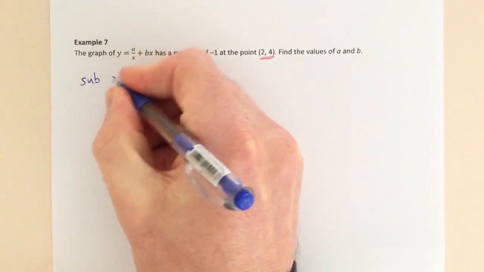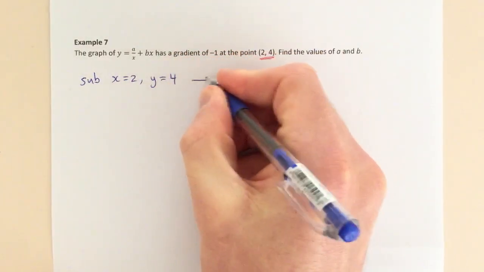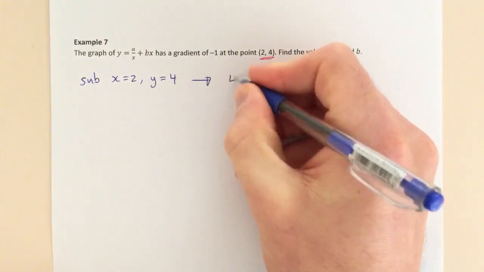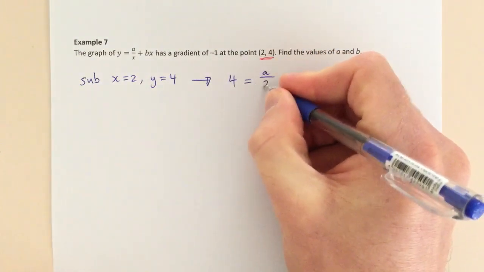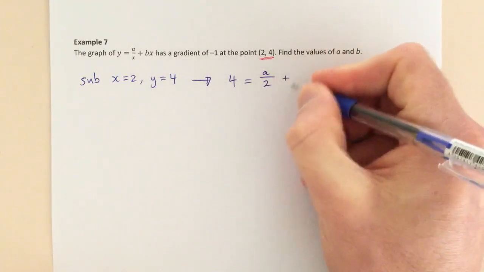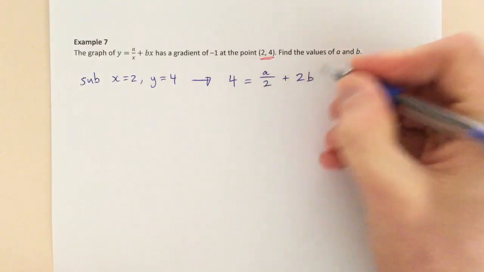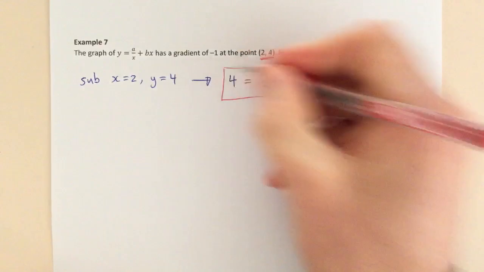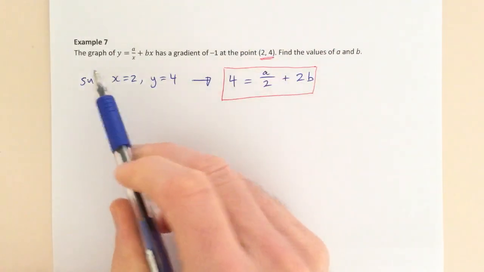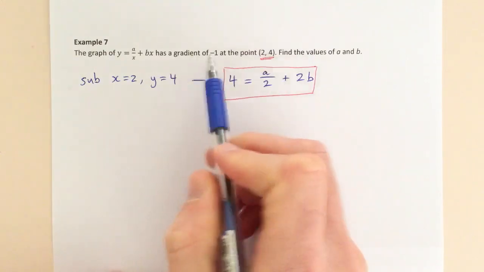So if we sub x equals 2, y equals 4, that should give us an equation in terms of a and b. So 4 equals a over 2 plus 2b. Okay, so there's one equation that we can use to work out the values of a and b. The other bit is talking about the gradient of negative 1. In other words, at this point, the gradient's negative 1.